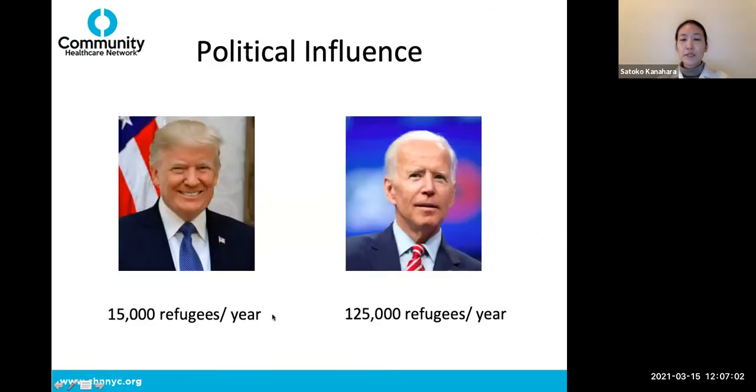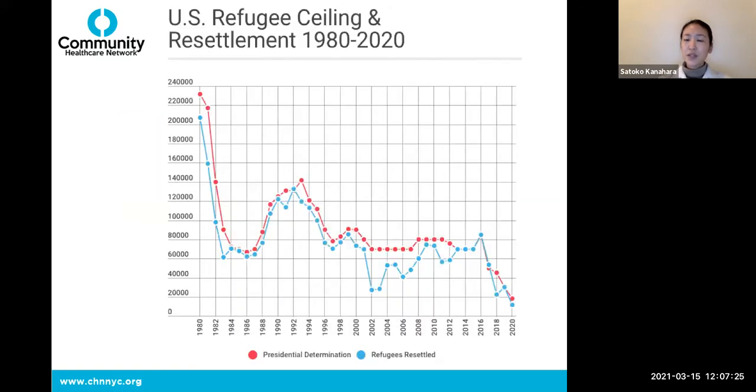And political influence, as I said, is a huge factor in who comes into the United States. So for example, in 2020, we're expecting to see 15,000 refugees per year, which is the lowest number of refugees we're accepting in recent history. Whereas President Biden has pledged to admit 125,000 refugees, and that will be determined in October when he passes the law for 2021. So the number of refugees is set by the president, who sets how many people can come in.